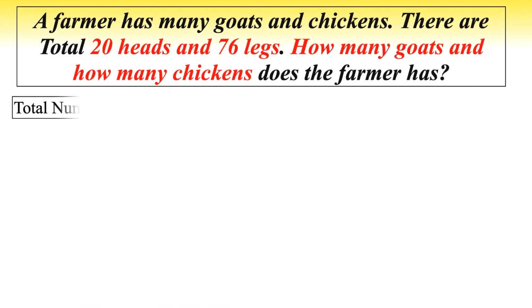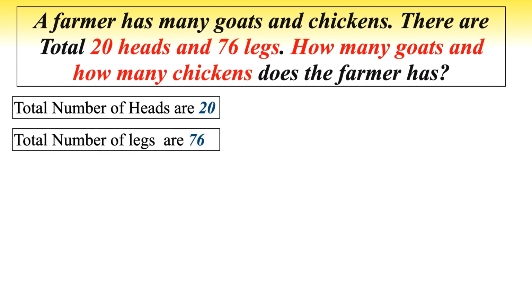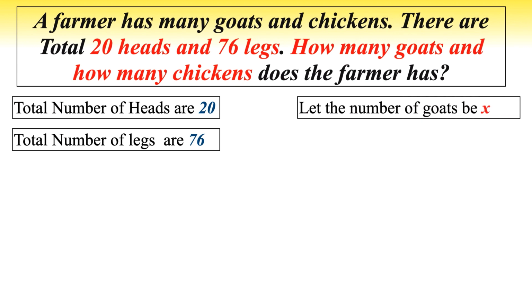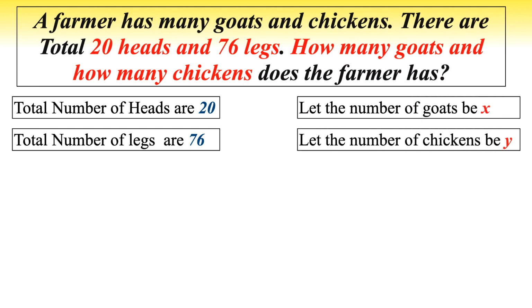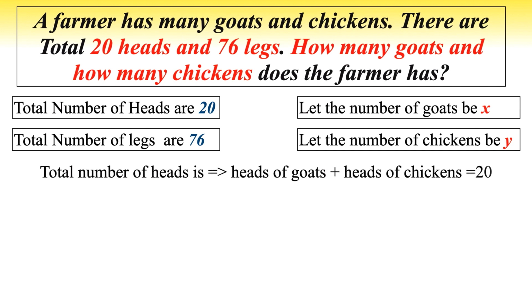As per the puzzle, we know total number of heads are 20, total number of legs are 76. Let the number of goats be X and let the number of chickens be Y. So each of them have one head and each chicken has 2 legs, whereas each goat have 4 legs. So total number of heads is heads of goats plus heads of chickens, which is equal to 20. So now the equation becomes X plus Y equals 20, where X is number of goats and Y is number of chickens.